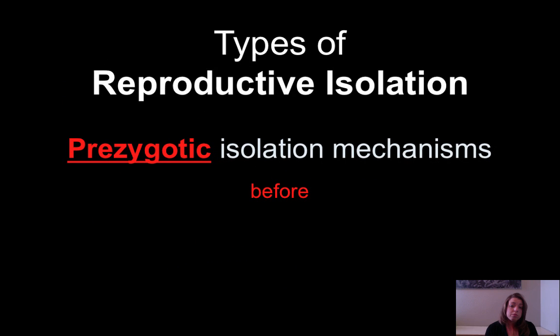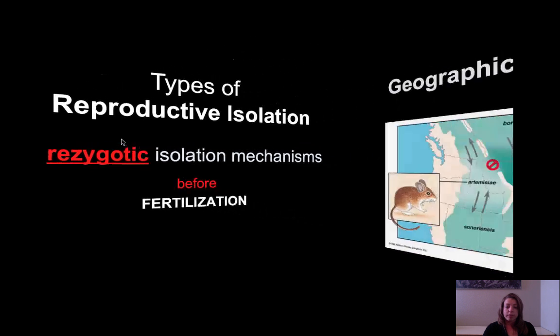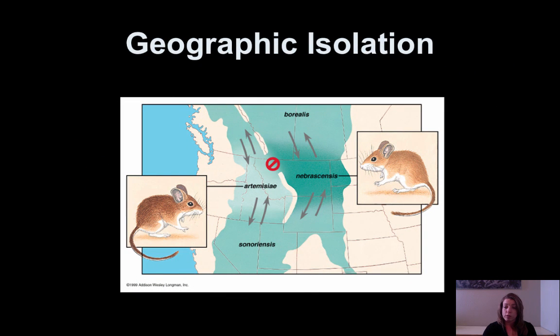Now, there are multiple types of reproductive isolation. We have some that are going to be pre-zygotic isolation mechanisms. These are those that occur before fertilization takes place. So pre-zygotic means before the zygote forms, or before fertilization. When we look at types of pre-zygotic isolation, we see that first we start with geographic isolation.